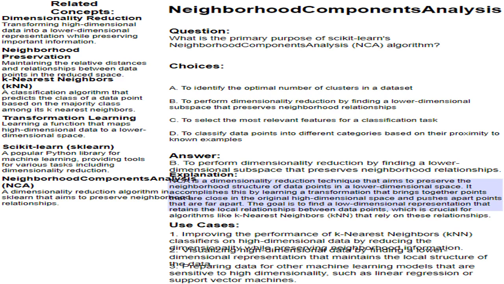K-nearest neighbors. Spam filtering, classifying emails as spam or not spam based on their similarity to known spam examples. Consider a dataset of emails labeled as spam or not spam. KNN can classify new emails based on their similarity to previously labeled examples. B. To perform dimensionality reduction by finding a lower dimensional subspace that preserves neighborhood relationships.